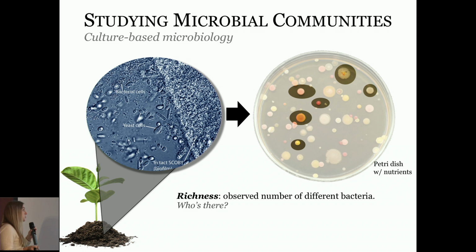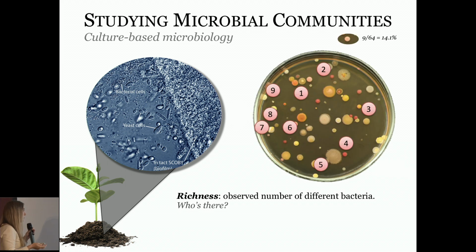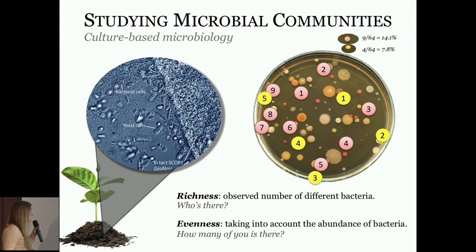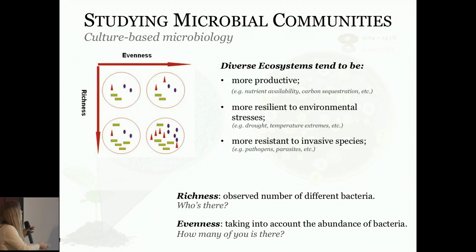So we're testing the richness, which is the observed number of different bacteria. So how many different types are there? How many different looking guys are there? There's 9 present here. And then that allows us to test the species evenness, which is the abundance of bacteria. So how many of them are there? That's really important because it gives us an idea of, compared to everyone else, who's there. Because you might get one and it might seem cool, but if it's not very present, then it doesn't matter as much. So basically, this is just a quick overview.